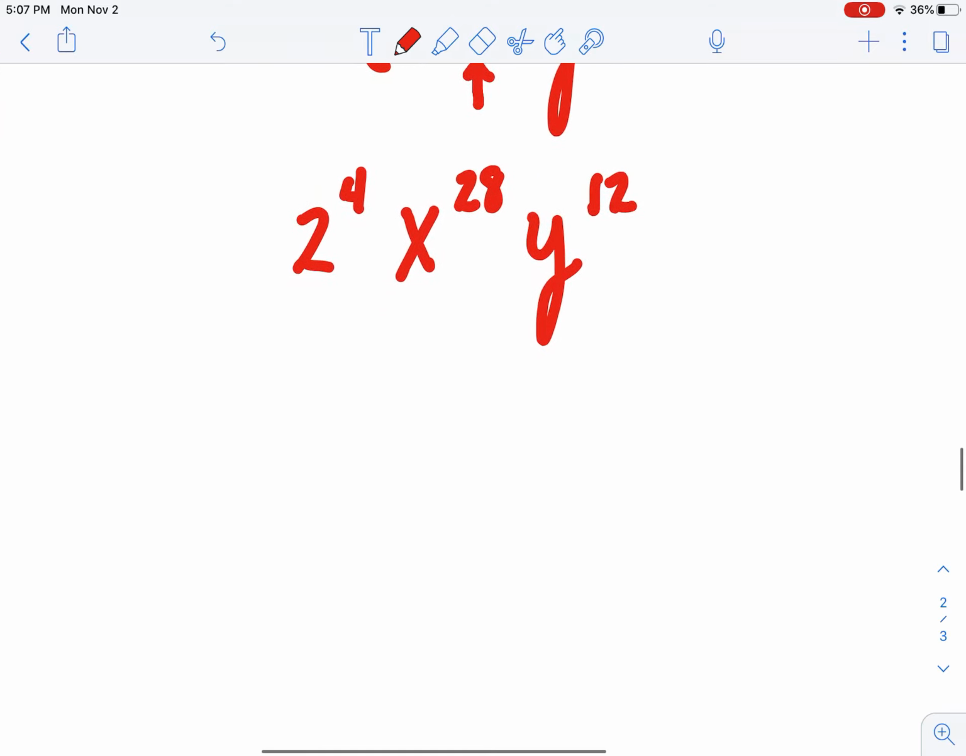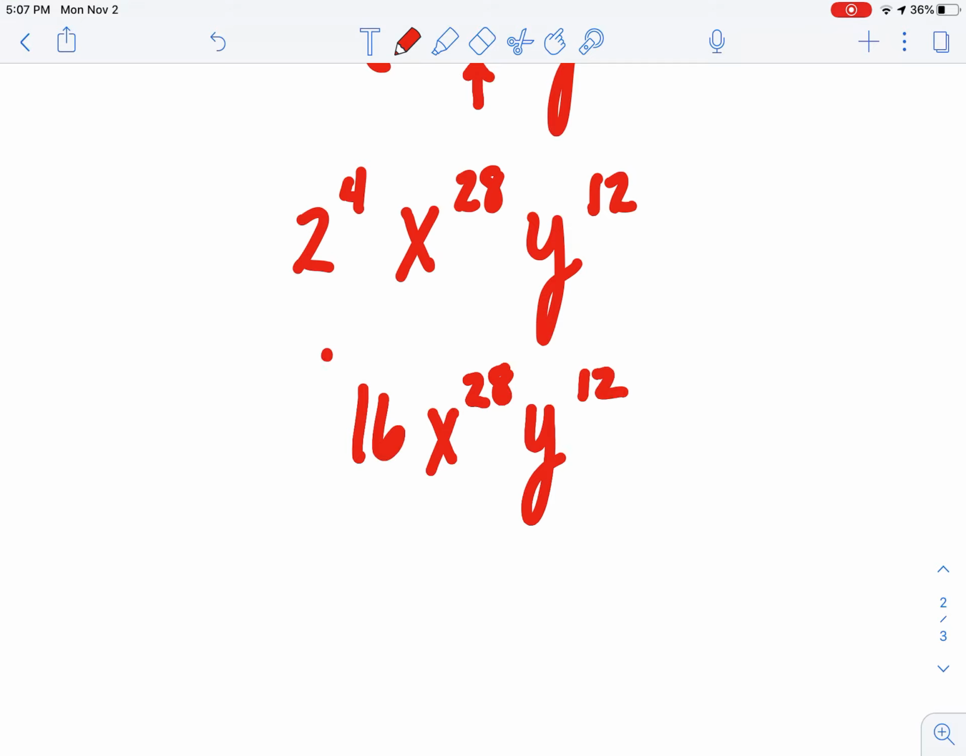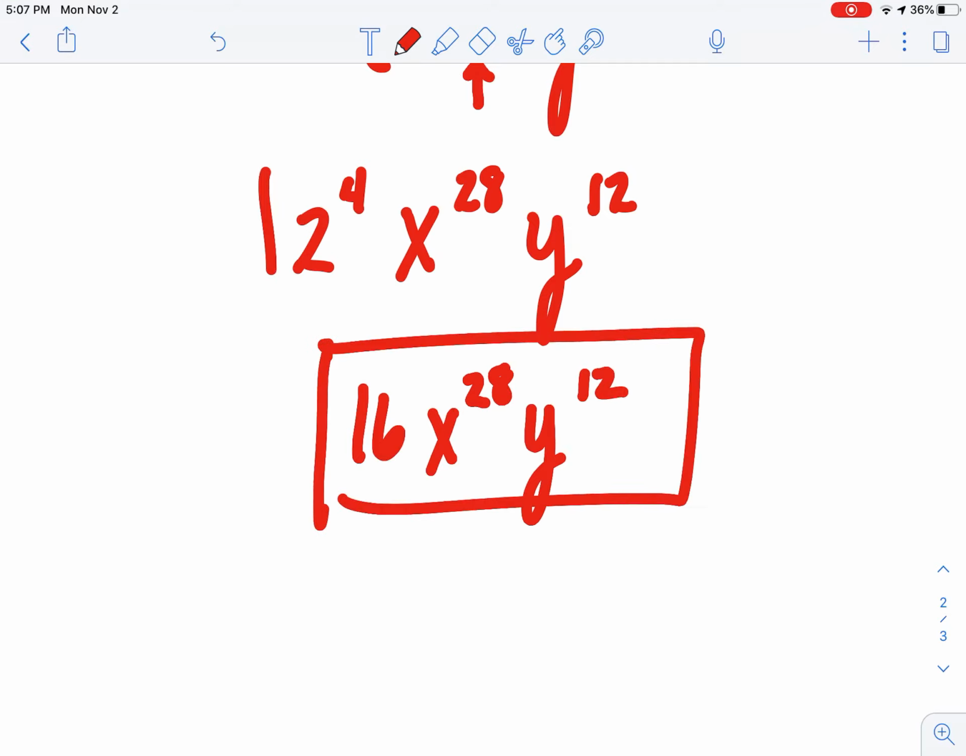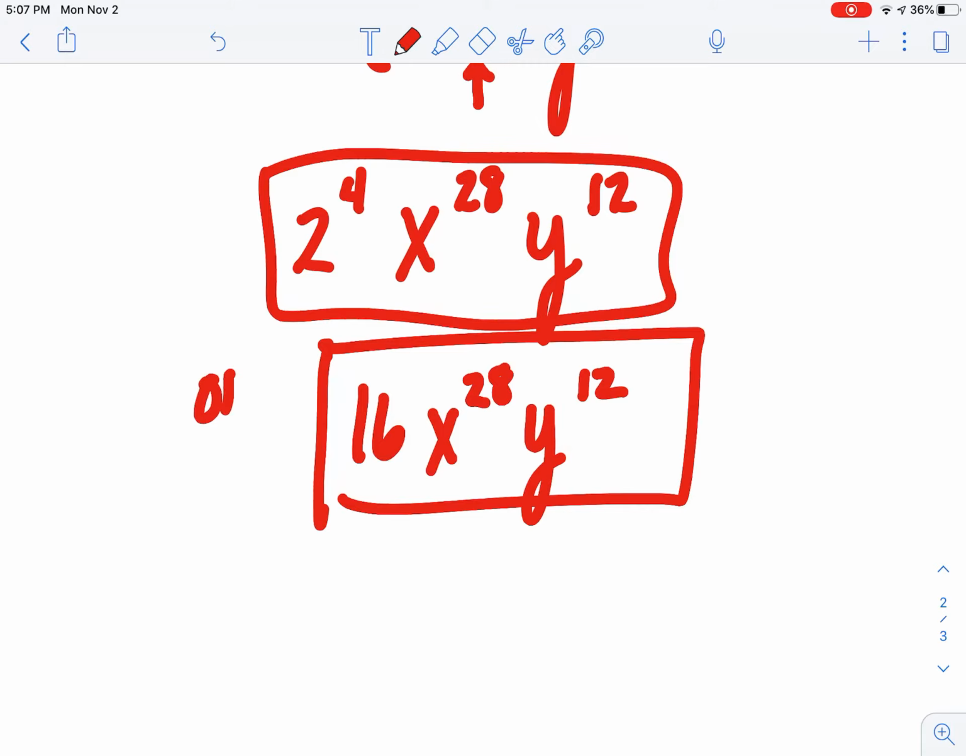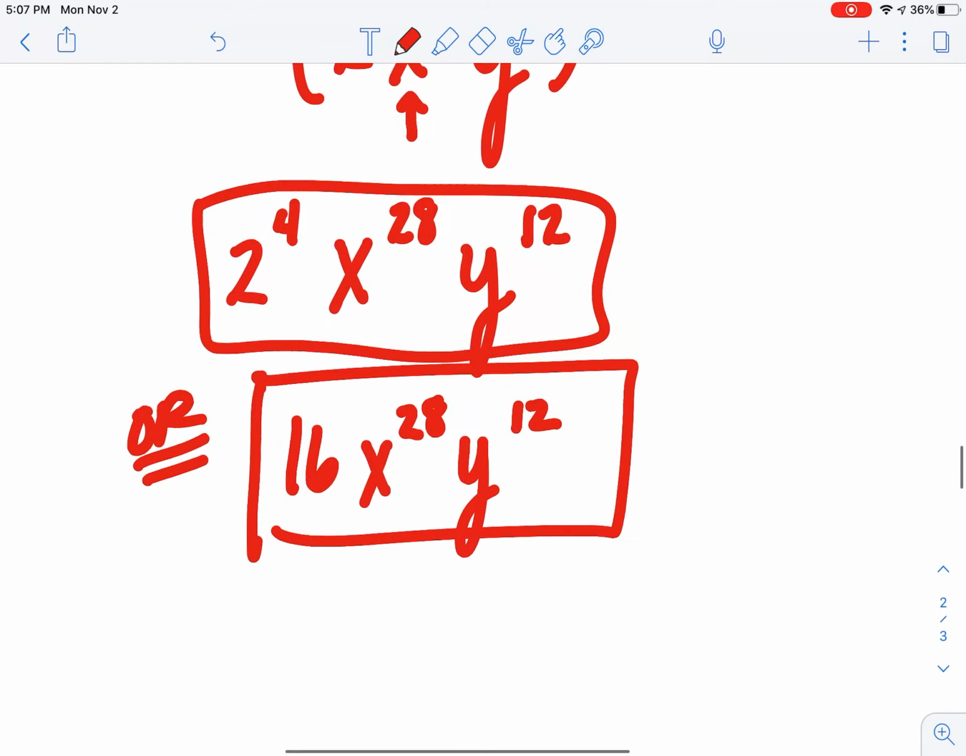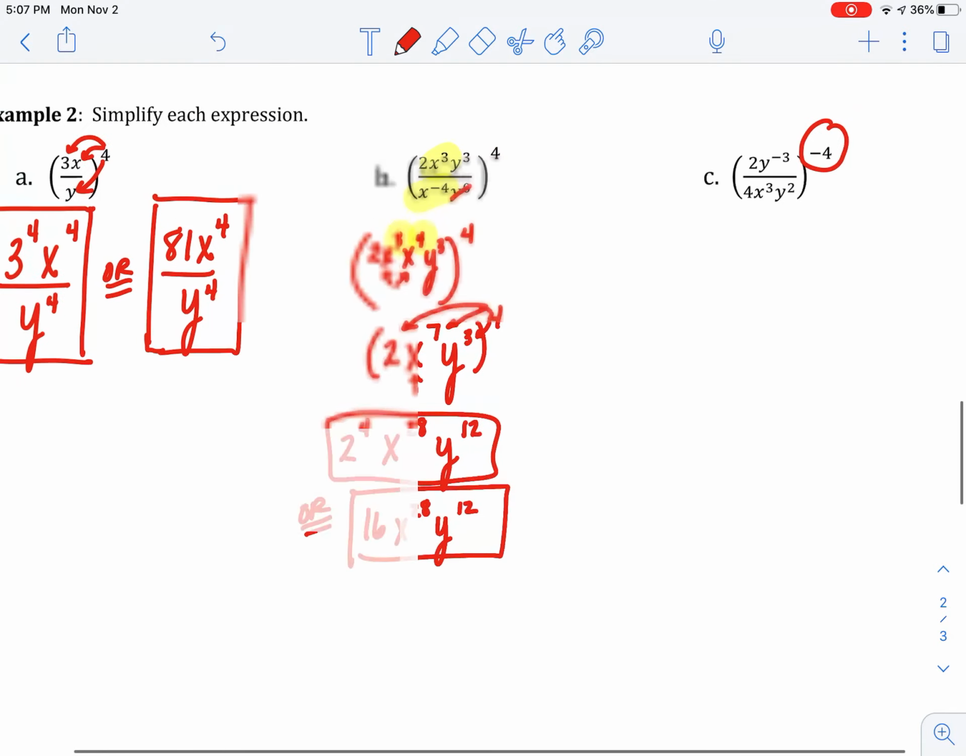So I told you, by the time we get to the last rule, sometimes students start getting all the rules crisscrossed in their head. It gets a little bit confusing. All right, 2 to the 4th power, 16, and we have x to the 28th, y to the 12th. And I really would accept either answer. Yeah, I would take either one of these. Most books are probably going to turn it into a 16, though.